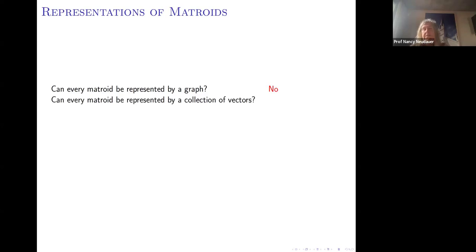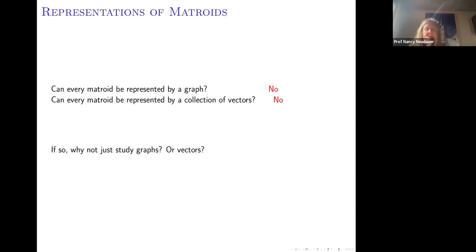What about by a collection of vectors, though? Can every matroid be represented by a collection of vectors? Victor says no. And he's right. And so if it could be, why would we worry about studying matroids, or why would I say it's an abstraction of these things? We would just study graphs or vectors, right? So we want to have a reason for studying these. So we want to say there are some objects that don't fit into these categories.